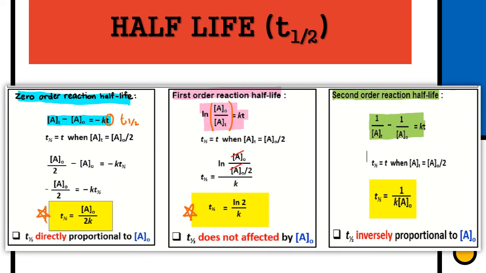So we will come to the equation of half-life: t half equals 1 over k times A naught. From this equation, we can see that the half-life is inversely proportional to the initial concentration of our reactant. Please make sure that you memorize the equation according to the order of reaction. Make sure you do not mix it up. Okay?